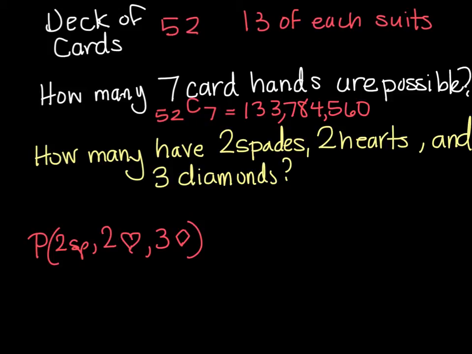So, if we want to make sure we have 2 spades, we can only pick from the 13 spades. So we'll have 13C2. And if we want to make sure we have 2 hearts, we can only pick from the 13 hearts. So that's another 13C2. And to get our 3 diamonds, we can only pick from the diamonds, so that's going to be a 13C3. And since it's and, we're going to get all of these things, we're going to multiply them together.